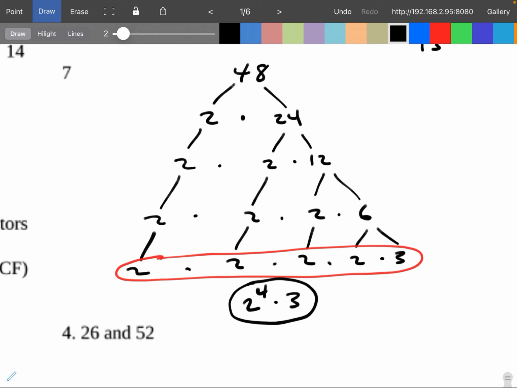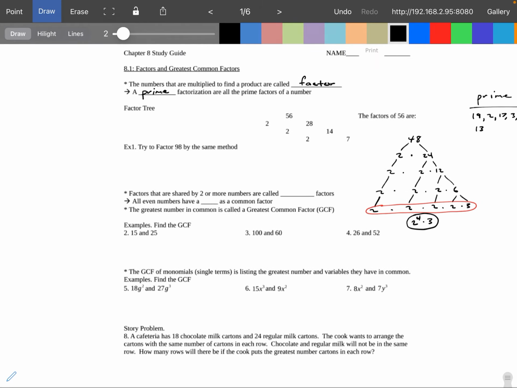All right, so that's how you make a factor tree. And again, you could do it like the book does it if you want. That's the way I always did it.